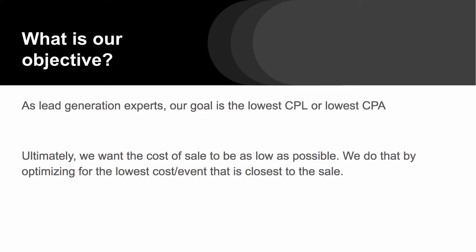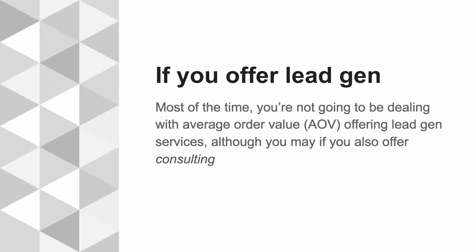Ultimately, we want the cost per sale to be as low as possible, and we do that by optimizing for the lowest cost per event that is closest to the sale. So if you don't actually know how many of your business's leads are turning into sales because they don't want to share the information with you, then your job is going to be to get the lowest cost per lead. And that's the closest event to a sale that you can track. Now, if they do share that information with you, or you're selling straight from an order form and you can actually track that through Facebook, you're going to want to optimize your campaigns for the lowest cost per sale.